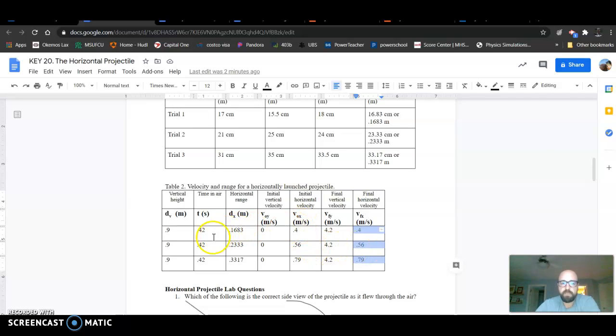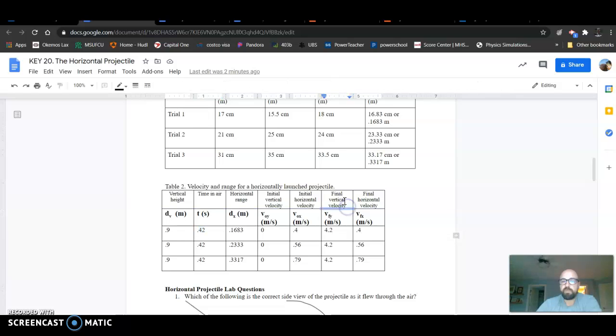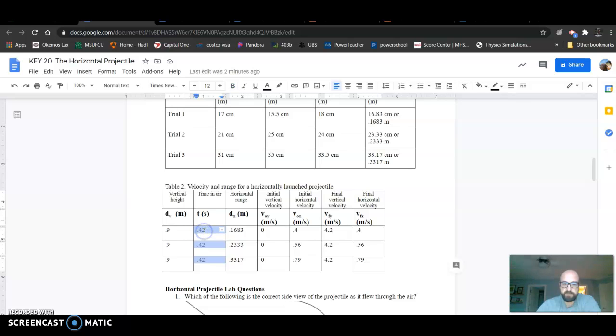Where this comes from is, to get the horizontal velocity, we looked at the distance it went horizontally divided by the time in the air. So 0.16 divided by 0.42 comes out to be 0.4. This person looks like they did those correctly. And then the final vertical velocity: to get that, we do acceleration times time. These were in the air for 0.42 seconds, so we multiply that by 10 to get 4.2. And these 3 should be the same, because if this is the same, these are the same. That's an important thing that you can understand.